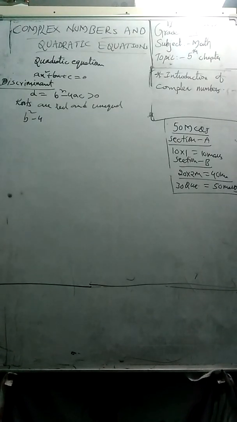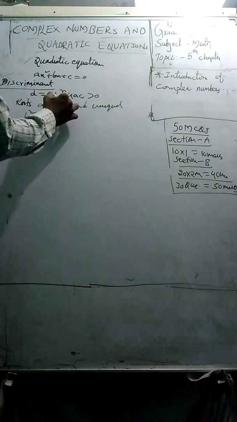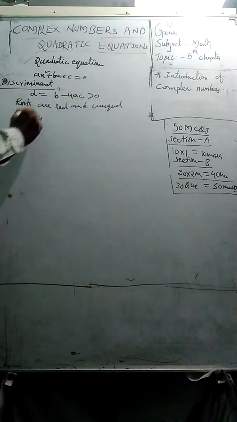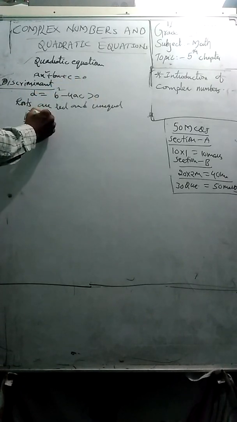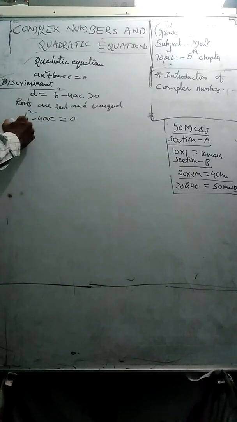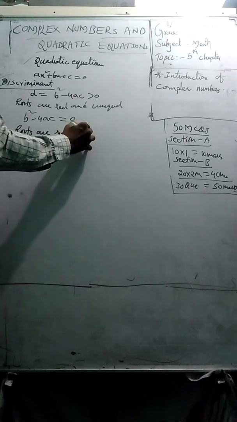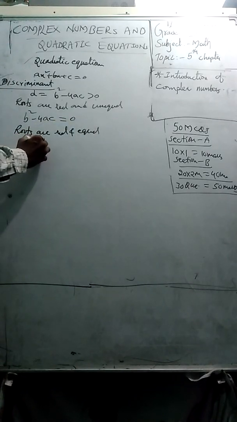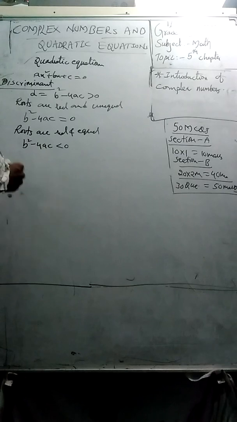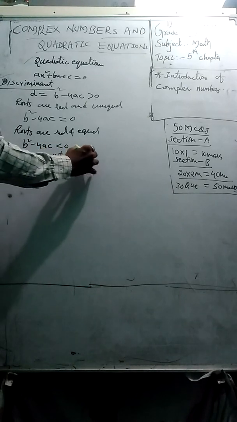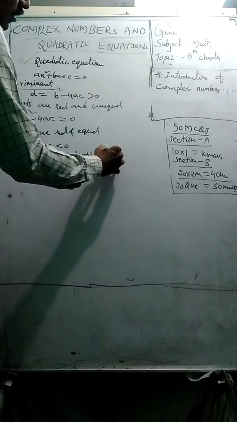So when we are solving quadratic equations, you know about the discriminant. D is b square minus 4ac. If it is greater than 0, you have written roots are real and unequal, and if b square minus 4ac equals 0, roots are real and equal. But in the last case, whenever you get less than 0, I mean negative numbers, we simply wrote roots are not real or imaginary.